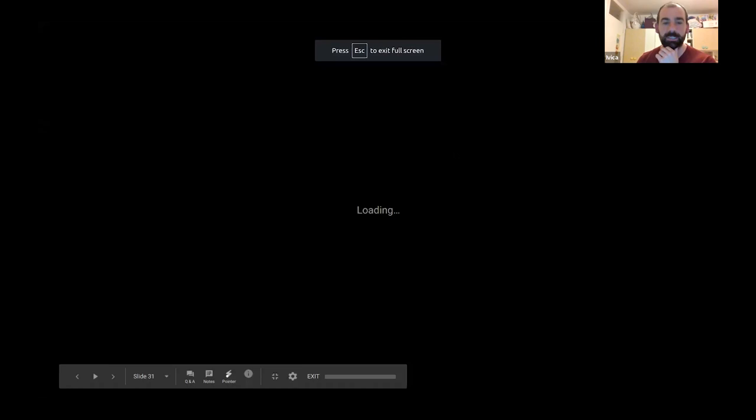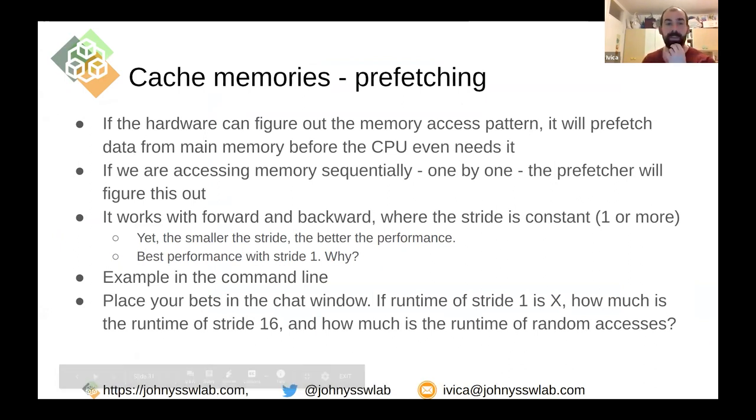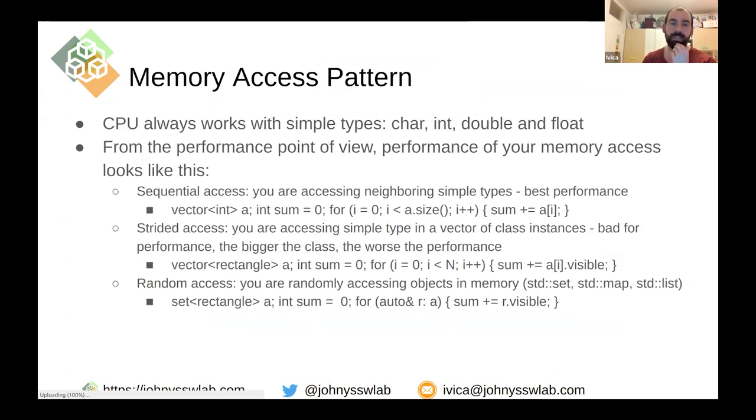Moving to the next thing. So you saw the effects that your program has on performance regarding prefetching. Now the memory access pattern. CPU always works with simple types. It works with chars, integers, doubles, and floats. And from the perspective of the CPU, there is no such thing as classes. They're just collections of chars and integers. The best from the performance perspective is sequential access, when you're accessing neighboring simple types. So you have a vector of integers, and then you're summing them. You go from zero to the vector size, and you're adding a of i to the sum. So this is the good case. Next thing is strided access. You're accessing simple types in a vector or class instances.